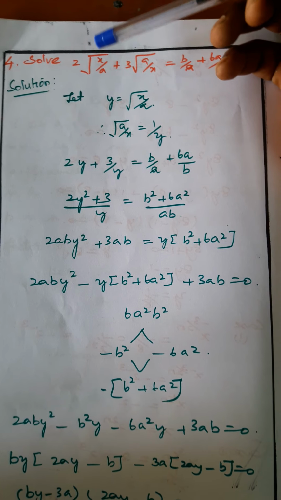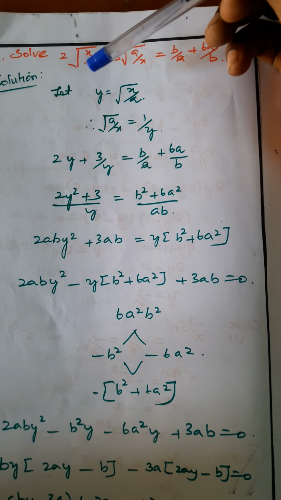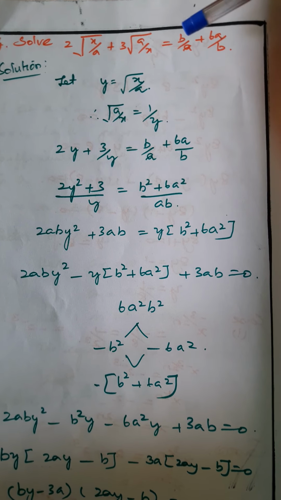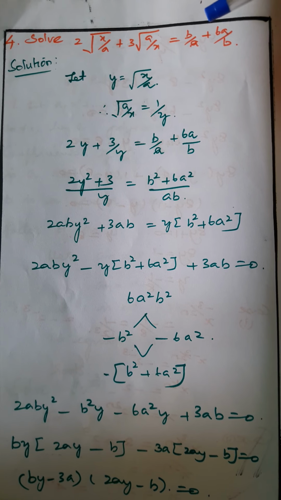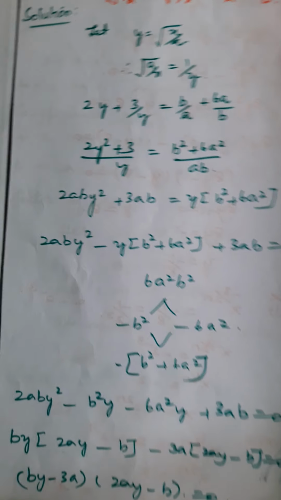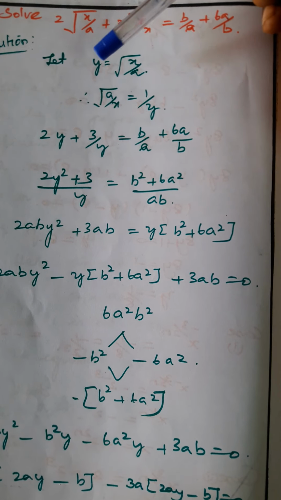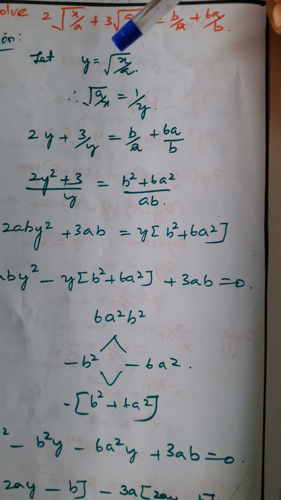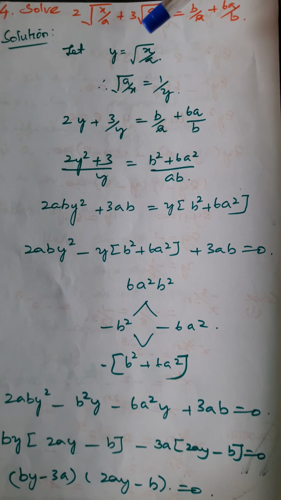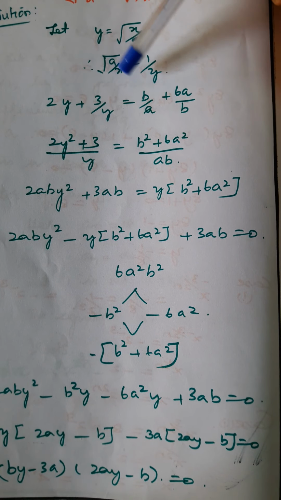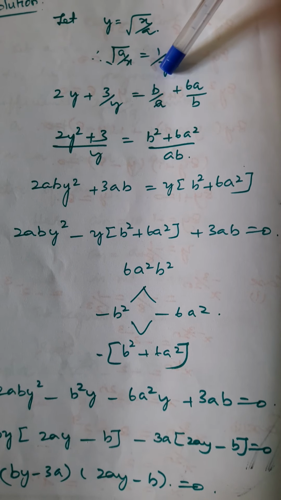Like that, your fourth one: 2 into root of x by a plus 3 into root of a by x equal to b by a plus 6a by b. Again, it's a quadratic equation. So again, I am taking y equal to the first term, and the second one is automatically 1 by y. You see the order: it is x by a here, a by x there, so that will be 1 by y.